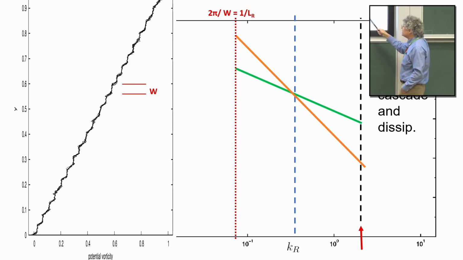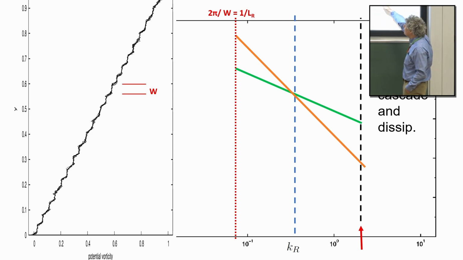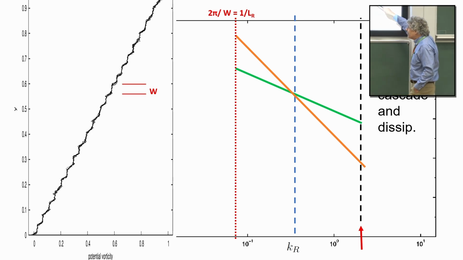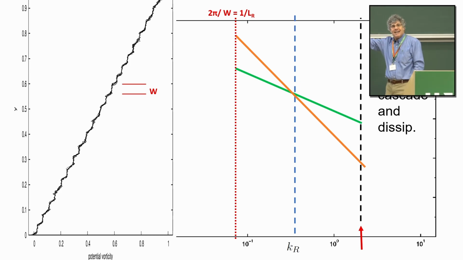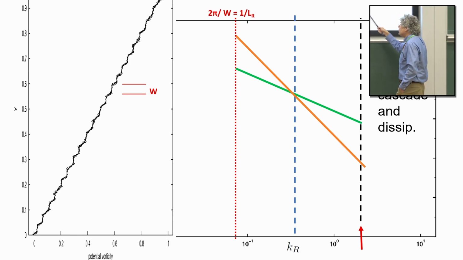And where will this stop? This is going to stop at a wavelength of 2 pi over the largest scale I'm going to make, which is 1 over L_R. 1 over L_R is when everything turned into potential energy. So if everything becomes potential energy at this point, you wouldn't expect any more inverse cascade. You've kind of done your thing.